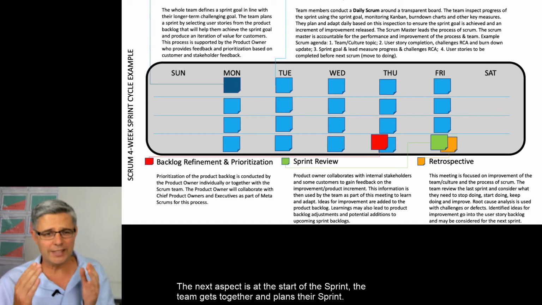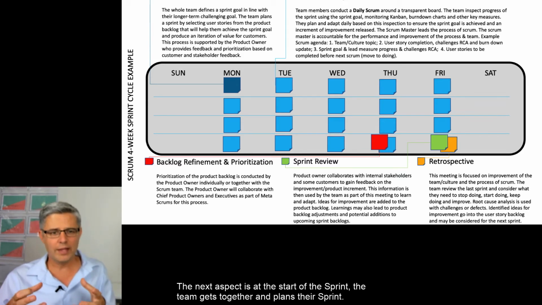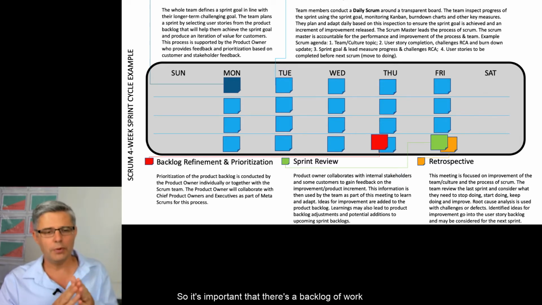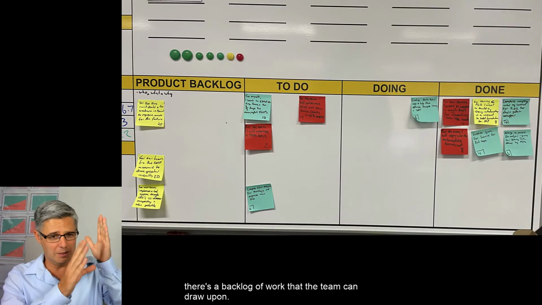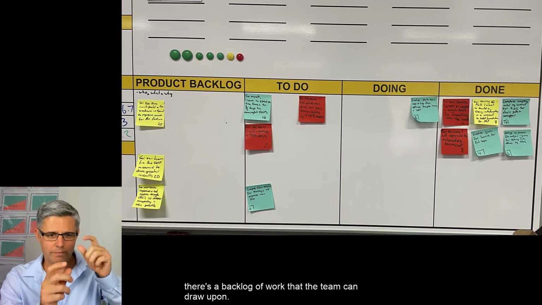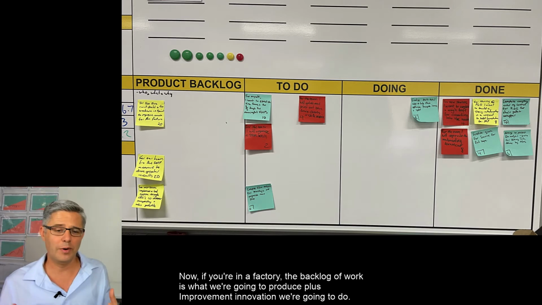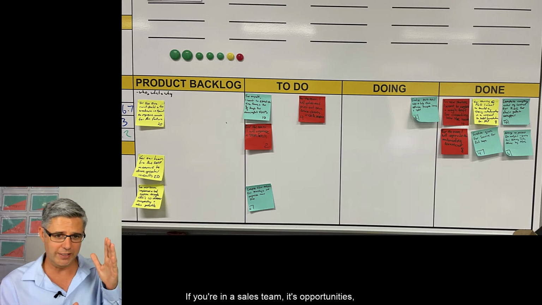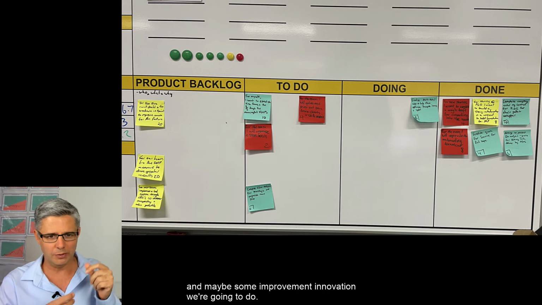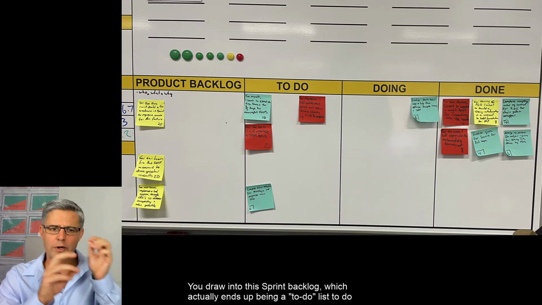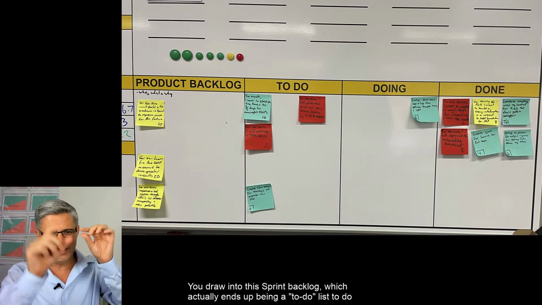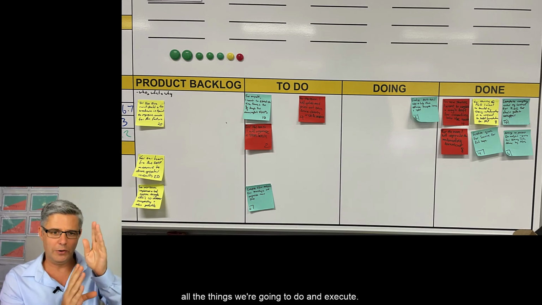The next aspect is at the start of the sprint, the team gets together and plans their sprint. So it's important that there's a backlog of work that the product owner's prepared. That's another 2-minute tip. There's a backlog of work that the team can draw upon. Now, if you're in a factory, the backlog of work is what we're going to produce plus improvement innovation we're going to do. If you're in a sales team, it's opportunities and maybe some improvement innovation we're going to do. If you're in a marketing team, it'll be campaign effort and maybe some improvement as a team we're going to do. You draw into this sprint backlog, which actually ends up being a to-do list to do all the things we're going to do and execute.